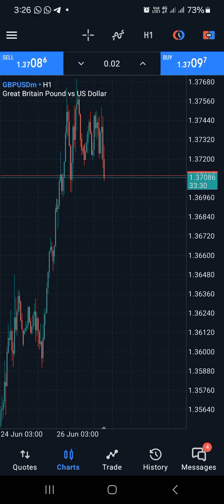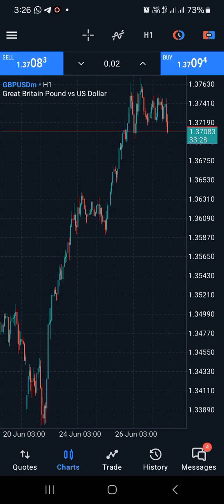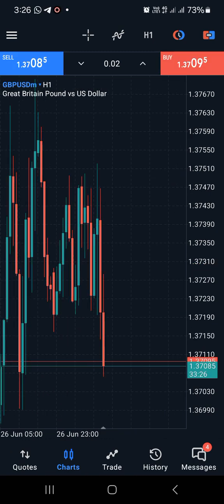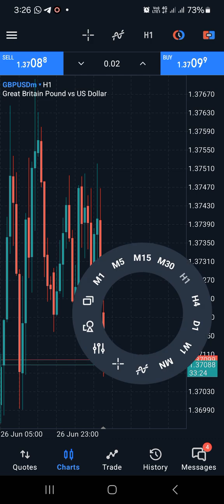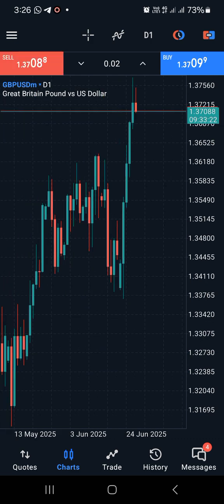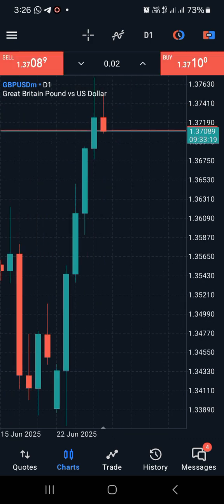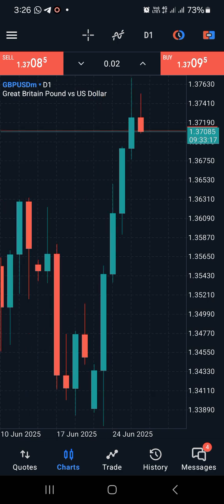1 hour is too small to draw resistance and support. So let's still take it higher. Daily time frame. Okay, I think this is better. So what do we do here? Now let's draw our resistance and support. Let's draw it for the previous day's candle.